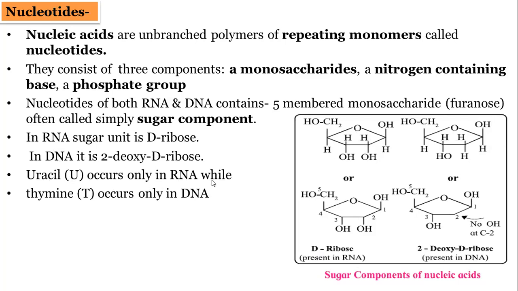Uracil occurs only in RNA, while thymine occurs only in DNA. Remember this. This can be asked in the examination.